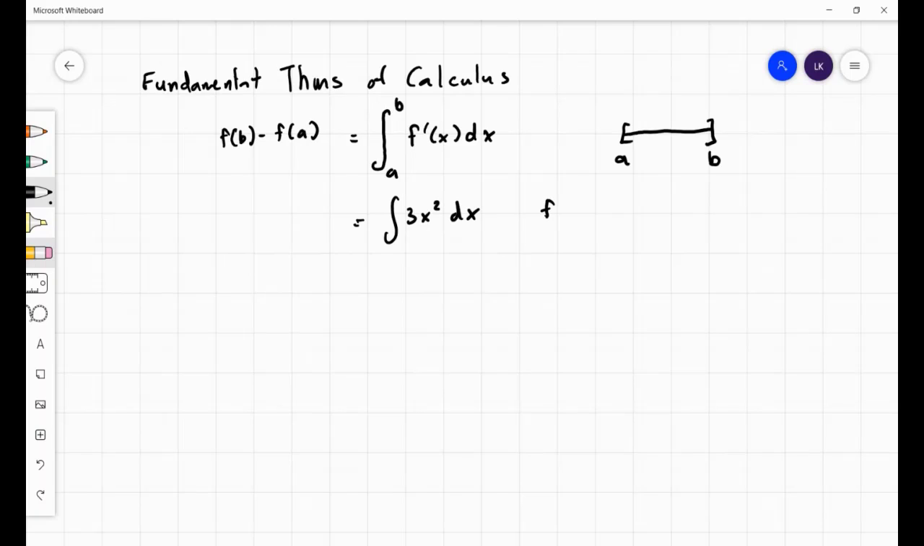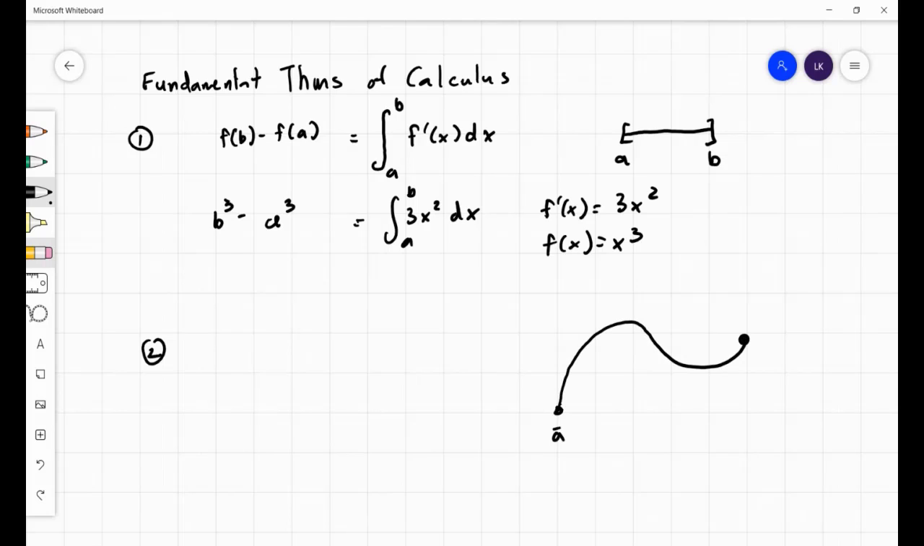So we see that our derivative here is 3x squared. The antiderivative is x cubed. So this would just be b cubed minus a cubed. Okay. So then you had the one for the next one, right, was the one for line integrals. So this is where you're doing a work integral over some path in space, and you have a starting point and an ending point.